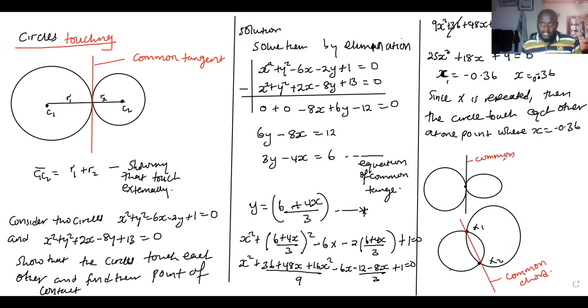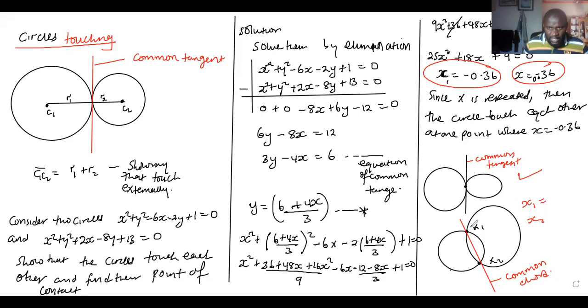Common tangent. Now, if the values of x you have attained on solving are the same, then they confirm that the circles do touch each other at one point of contact using the common tangent. If you get two different values of x, x1, x2, then the circles intersect. And the line joining those 2 points is what we call the line of the common chord, like we are going to see. Has that made some sense?